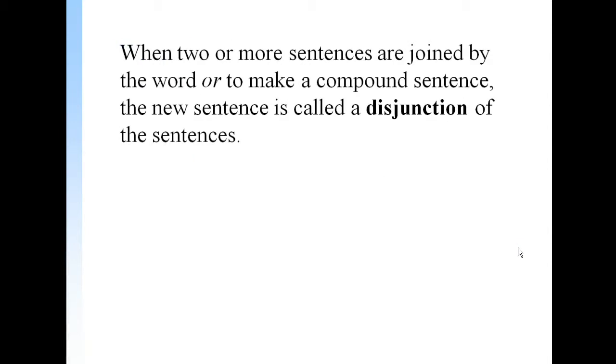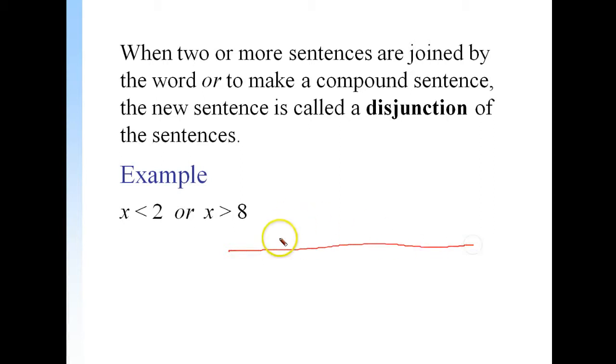When two or more sentences are joined by the word or to make a compound sentence, the new sentence is called a disjunction of the sentences. So here this is or. So let's graph it. So there's our number line. We're interested in 2. We're interested in 8. And this is x is less than 2. And x is greater than 8.